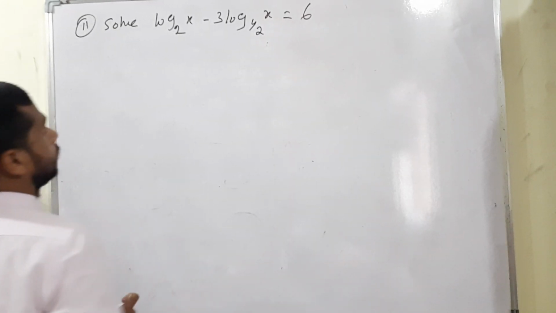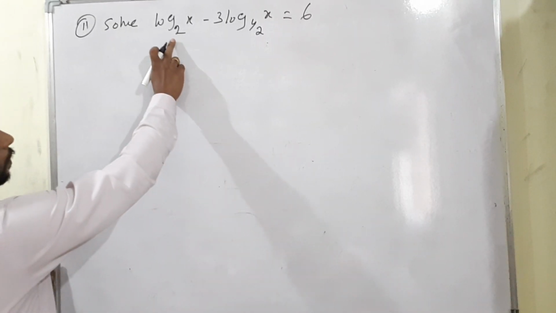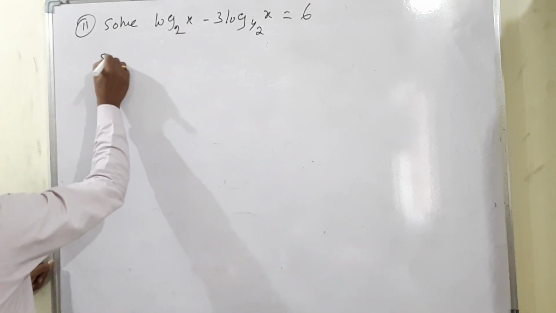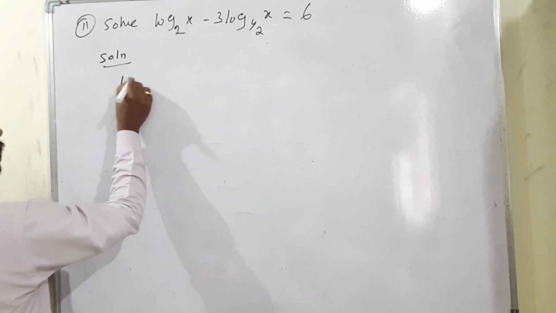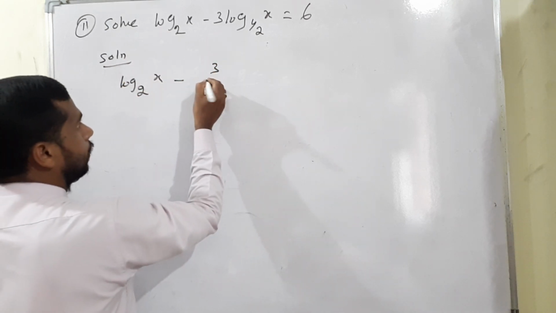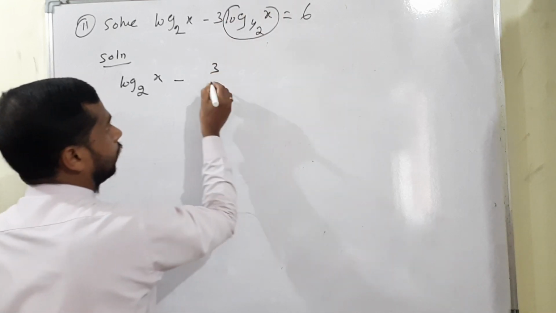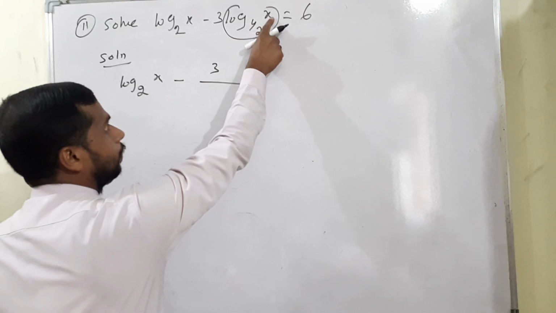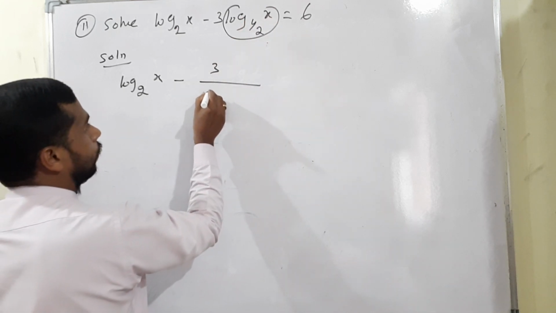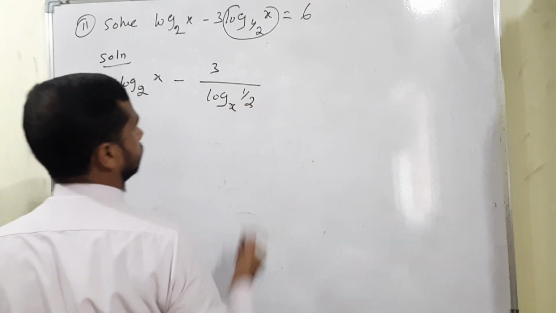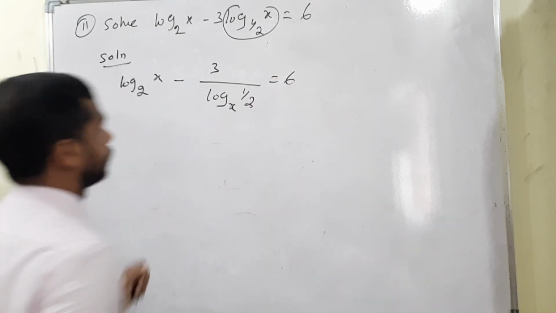Question number 11 from exercise 2.12. Solve to find the value of x. The first term is log x base 2 minus 3. For the next term, the reciprocal, the base and the term are interchanged. Therefore, we can write 3 by log of 1 by 2 base x, equal to 6.